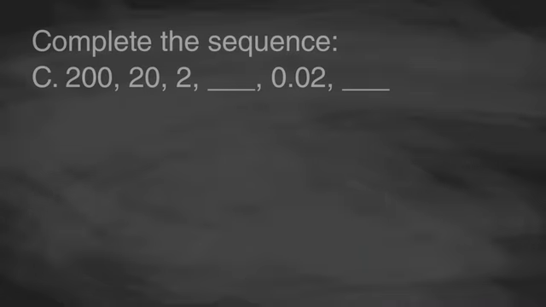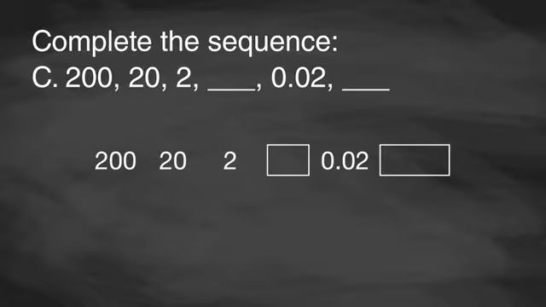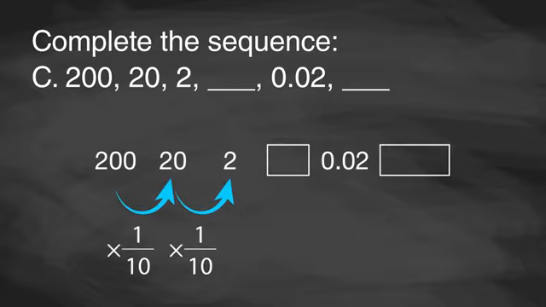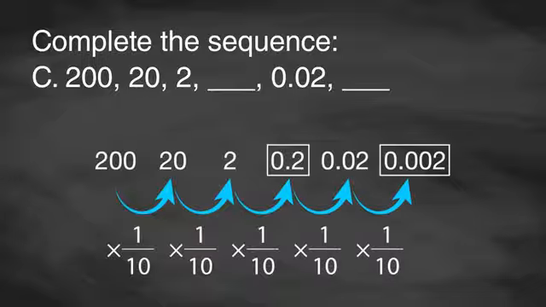Now fill in the missing terms for sequence C. Notice how the terms are getting smaller. 20 divided by 200 is 1/10. 2 divided by 20 is also 1/10. So multiply each term by 1/10. The sequence becomes 200, 20, 2, 0.2, 0.02, and 0.002.